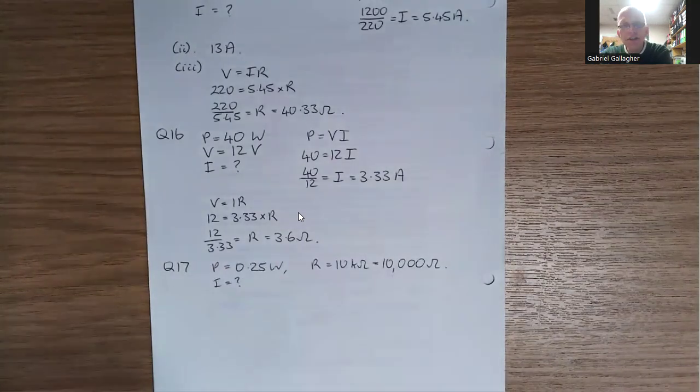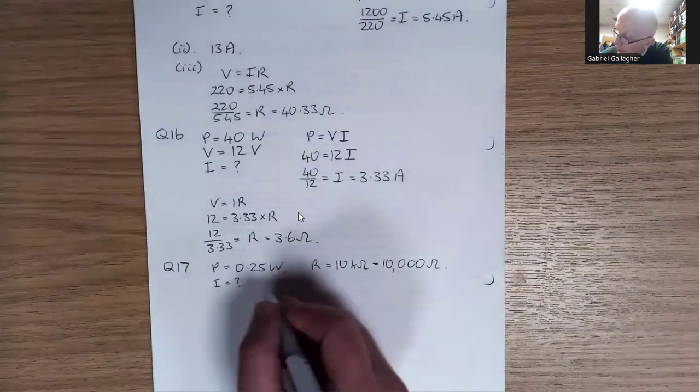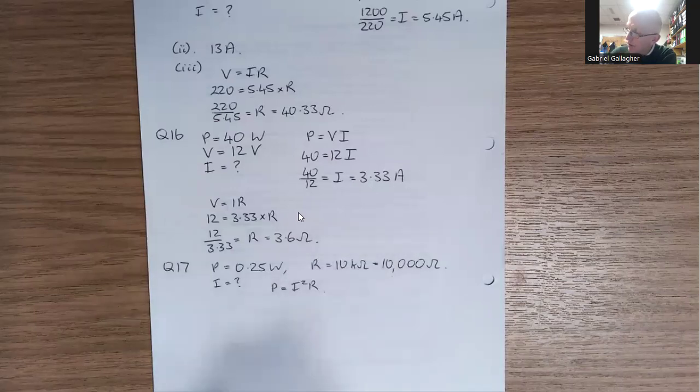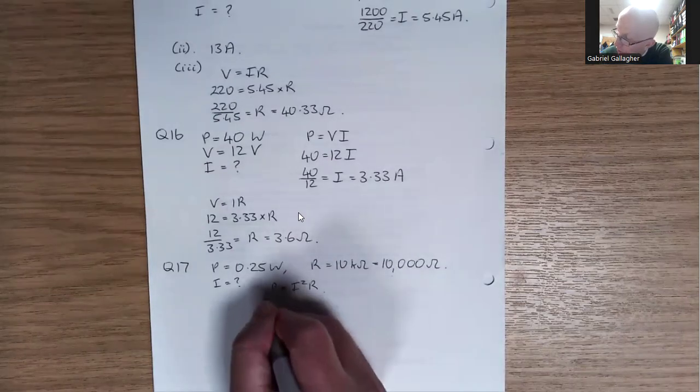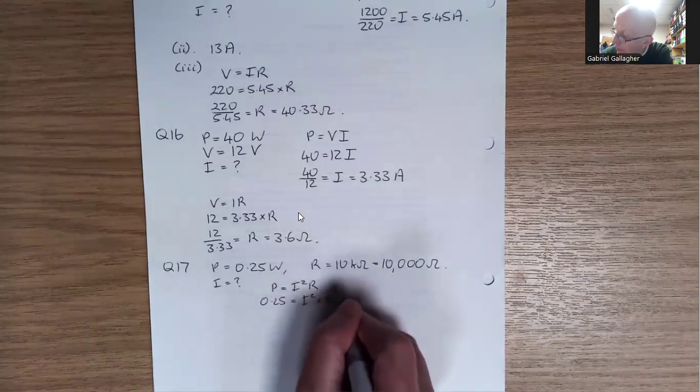Well, actually, this is a case where we're going to have to use one of the other equations for power. You won't be given a question like this in a test. We'll stick to problems you can solve with P equals VI and V equals IR. So we have I, R, and P. The equation that links those together is P equals I squared R. So 0.25 equals I squared times 10,000.